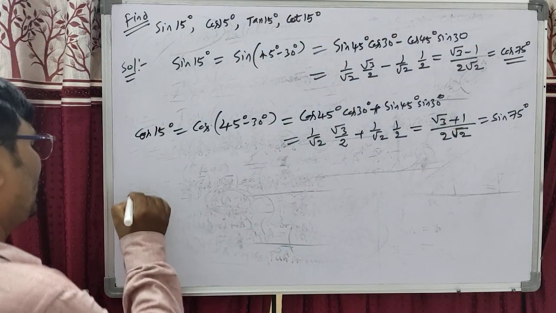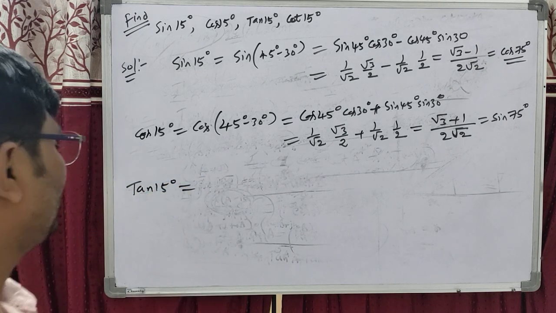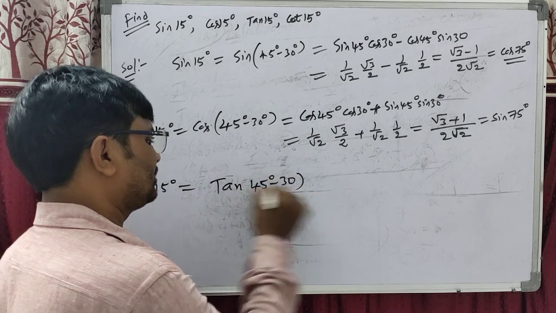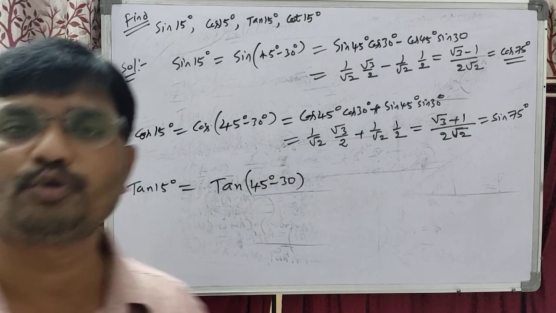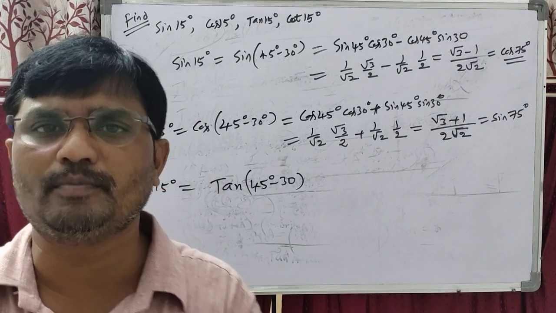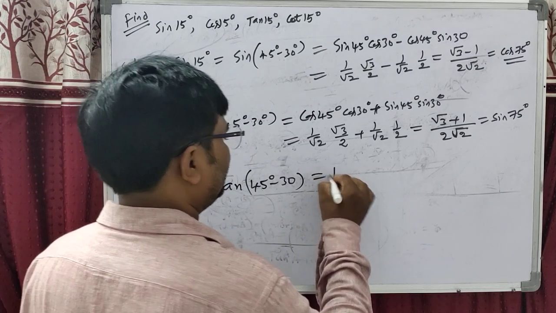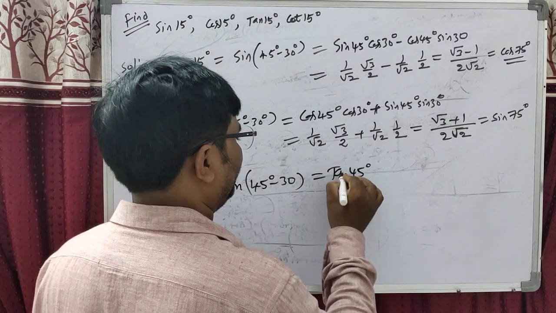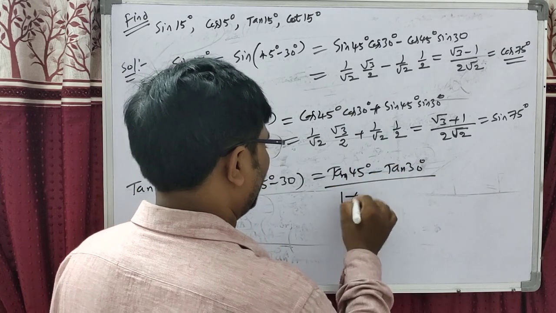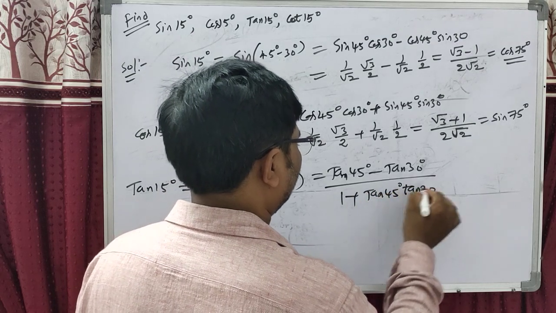Now students, we have to find the value of tan 15 degrees. What is tan 15, students? Same as before, we can write it as 45 minus 30. My dear students, we have to know what is the tan of A minus B. That is tan A minus tan B by 1 plus tan A tan B. The tan of A minus B, dear students: tan 45 degrees minus tan 30 degrees upon 1 plus tan 45 into tan 30 degrees.